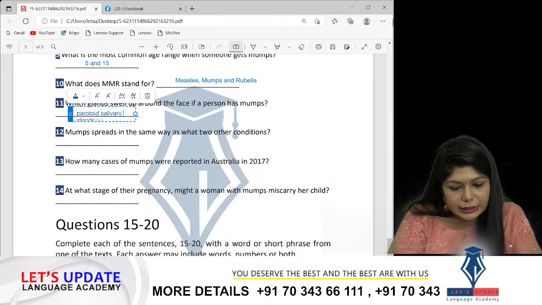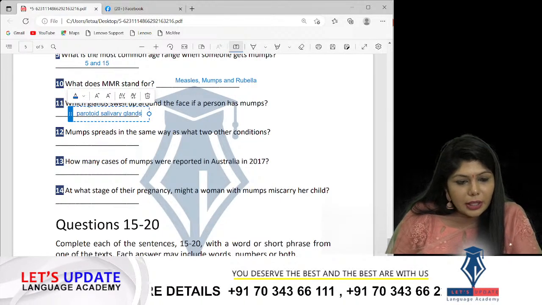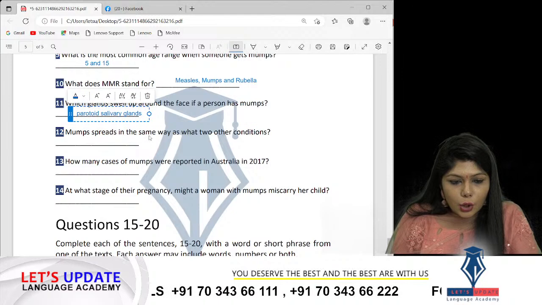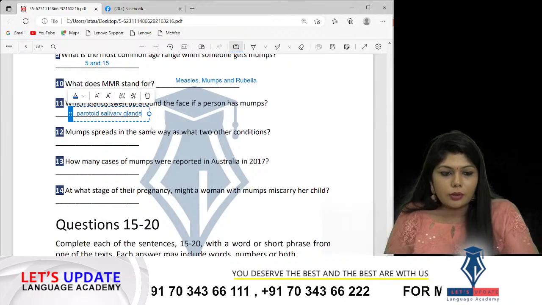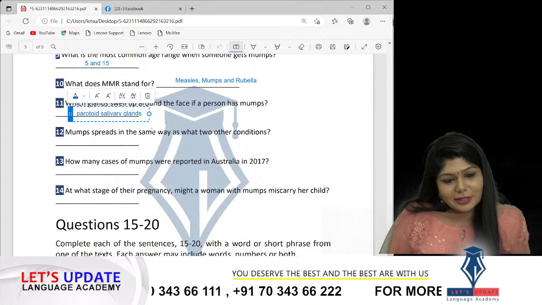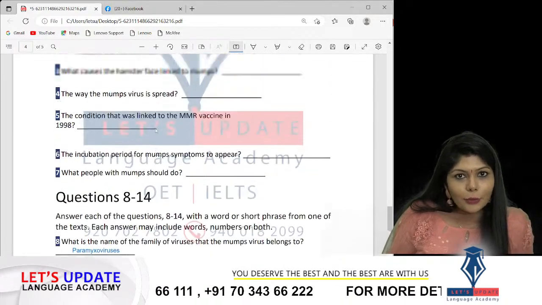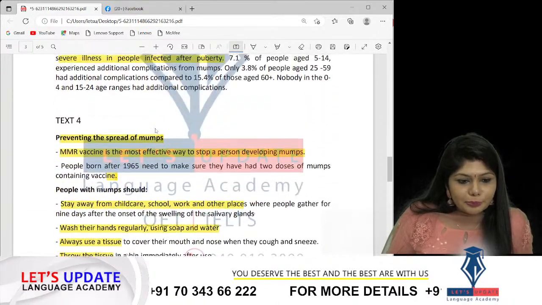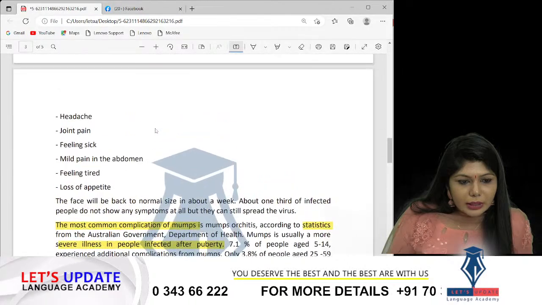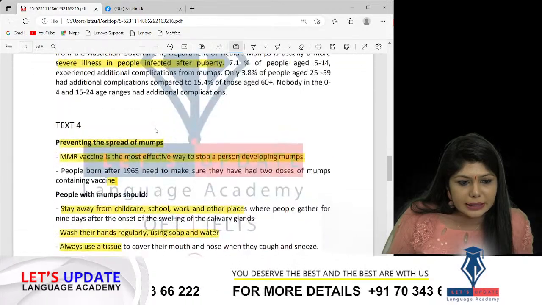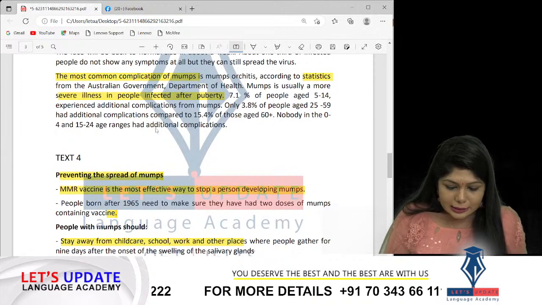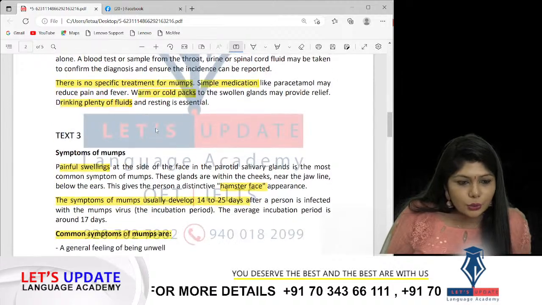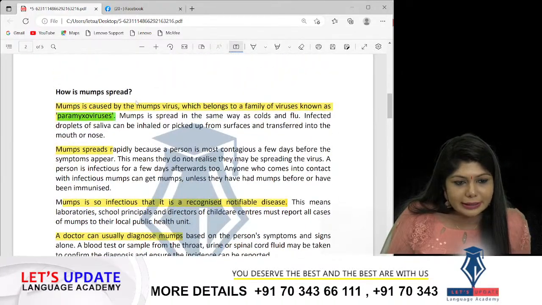Okay, moving to the 12th question: mumps spreads in the same way as what two other conditions? So where do you think the answer would be? It's about spreading. So it's not going to be in text D, which is dealing with prevention techniques. Where do you think the answer is? Okay, so it should be about spreading.